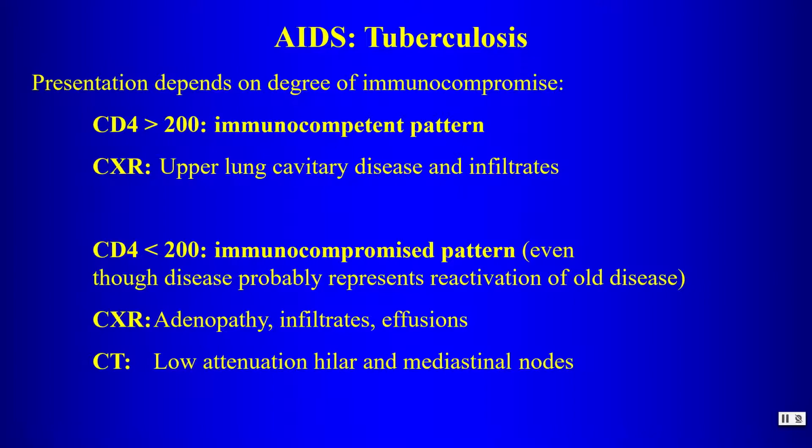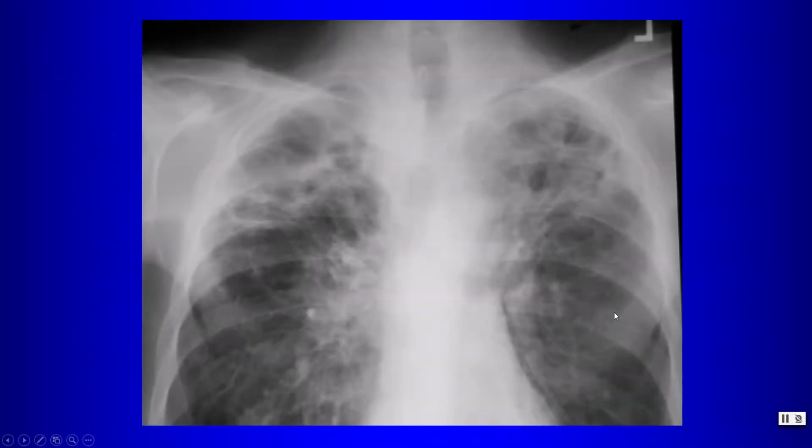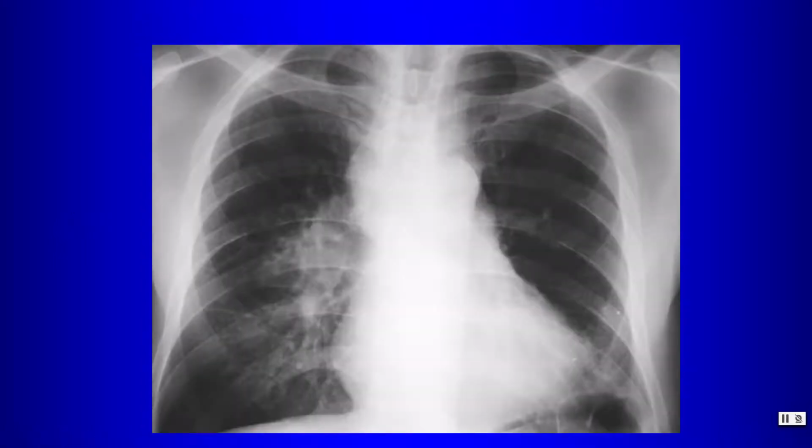So if the CD4 count is greater than 200, we can have an immunocompetent pattern with tuberculosis where we get upper lung cavitary disease and consolidations. If the CD4 count is less than 200, then we get an immunocompromised pattern, even though the disease probably represents reactivation of old disease. So these patients are more likely to have lymphadenopathy, consolidations, and effusions. And on CT, we can see low attenuation within the nodes with peripheral enhancement. So upper lobe fibrocavitary disease, that's the immunocompetent pattern of disease associated with tuberculosis.